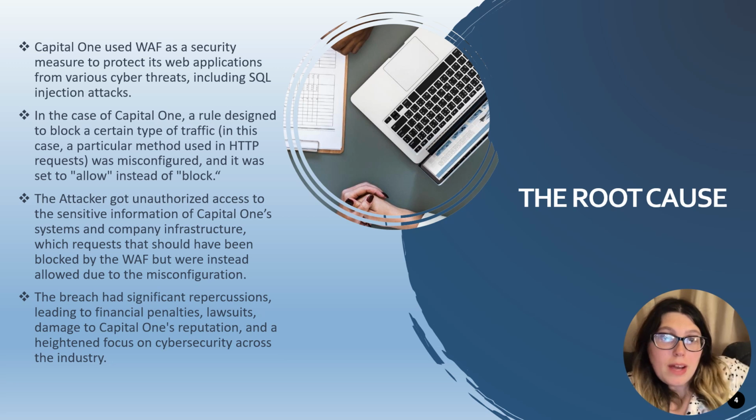Capital One used a WAF as a security measure to protect its web applications from various cyber threats, including SQL injection attacks. In this case, a rule designed to block a certain type of traffic, a particular method used in HTTP requests, was misconfigured and it was set to allow instead of block. The attacker, Paige Thompson, got unauthorized access to the sensitive information of Capital One systems and company infrastructure, which requests that should have been blocked by the WAF were instead allowed due to the misconfiguration, unfortunately.